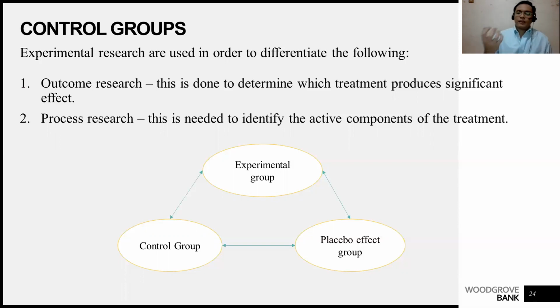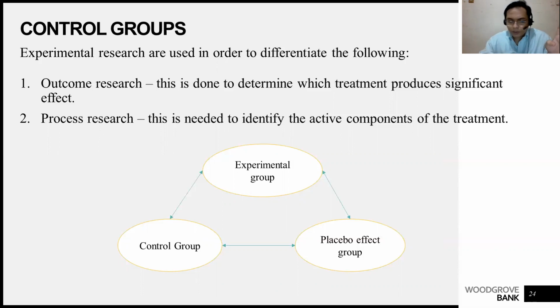Is there a significant effect, or is there a degrade on the effect of the treatment? In the process research, the overall development, or what we call the progress of the treatment, is observed. So these are the two experimental research groups. If you can see on the diagram below, you can see the experimental group, control group, and the placebo effect group.